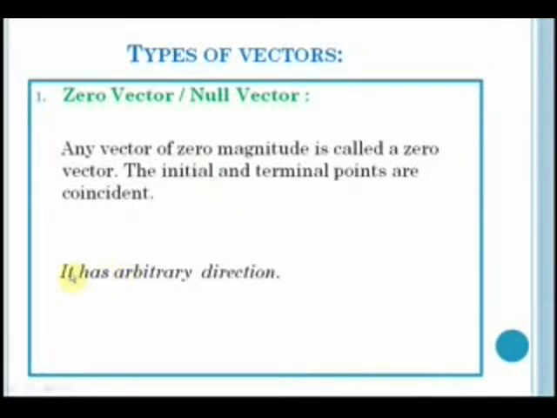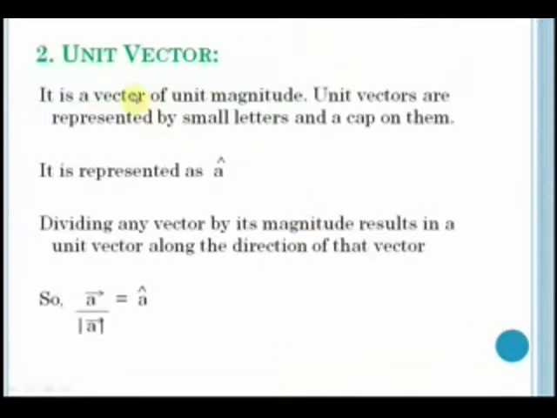Now it has arbitrary direction. Thus, if we have a 0 vector, then its direction is not defined. It can have any possible direction. The second is a unit vector.